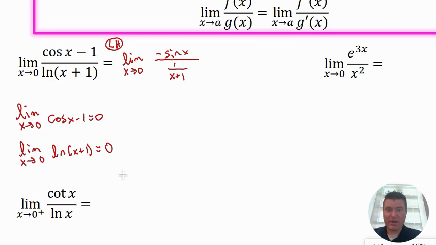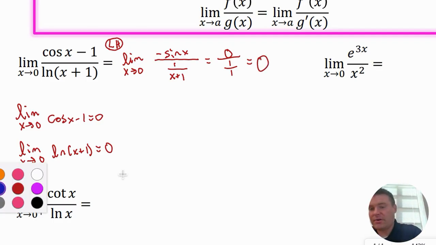And can I do a direct plug-in right now? Totally can. If I do a direct plug-in, now I don't need my limit here because I'm doing a direct plug-in. I'm going to get negative sine of 0, which is 0, all over 1 over 1, which is going to give me 0 over 1. So my answer here is 0. So I can find this limit.